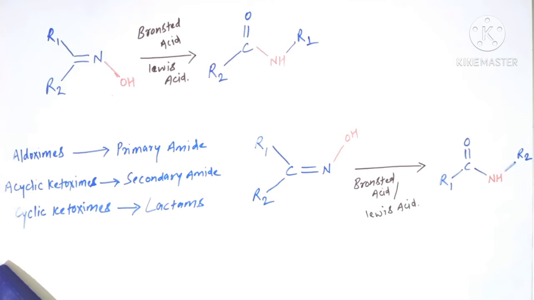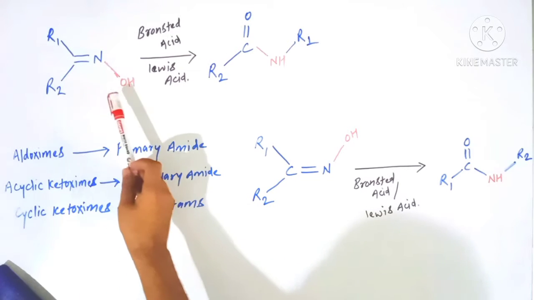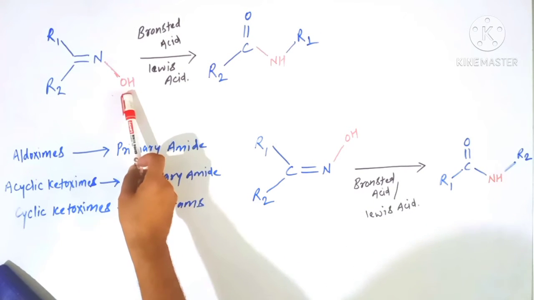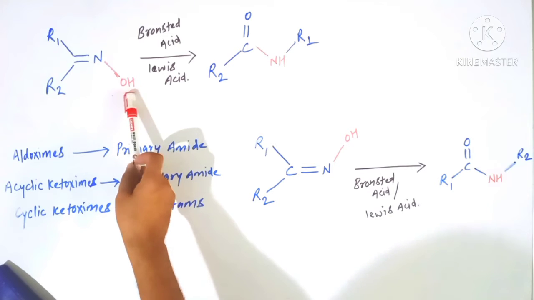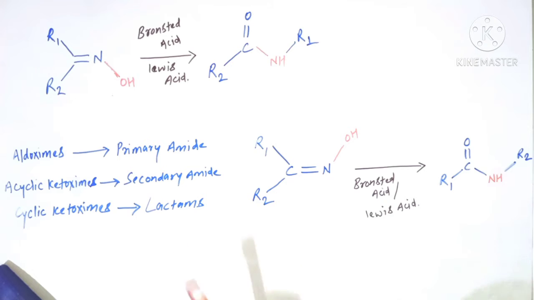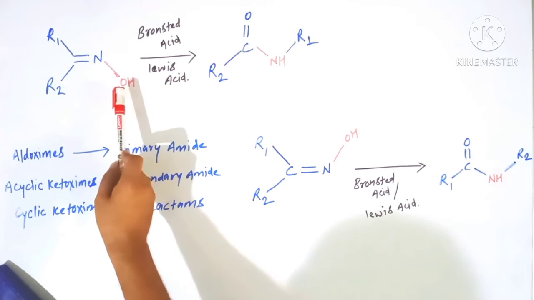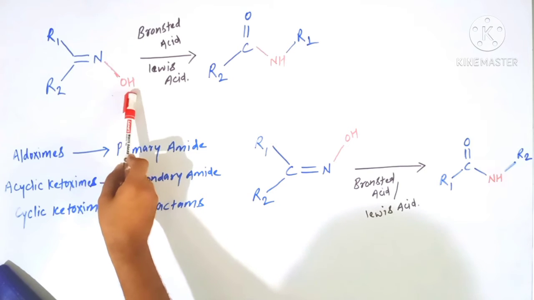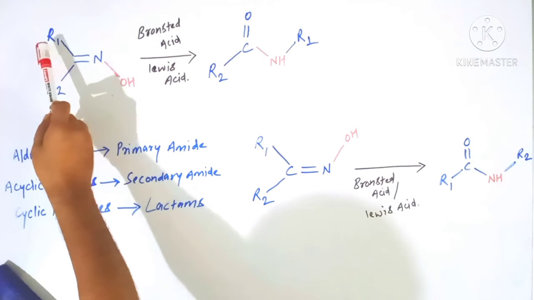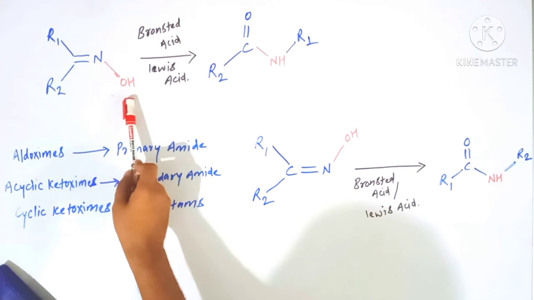The stereochemical outcome of this rearrangement is predictable. It means the R group anti to the leaving group on the nitrogen, that will only migrate. So here you can see OH group acts as a leaving group, and the group which is opposite to this leaving group is what? R1. So only migration of this R1 onto the nitrogen takes place.